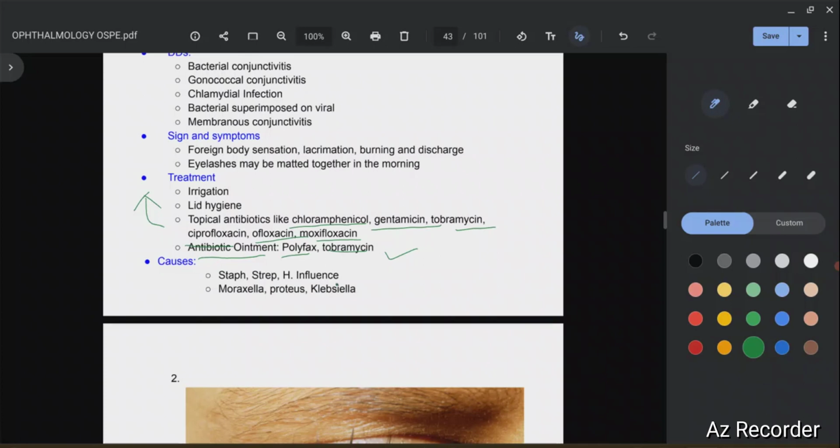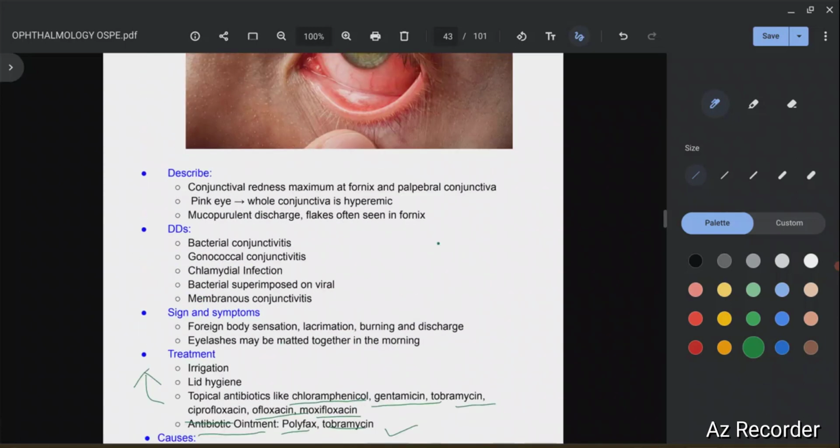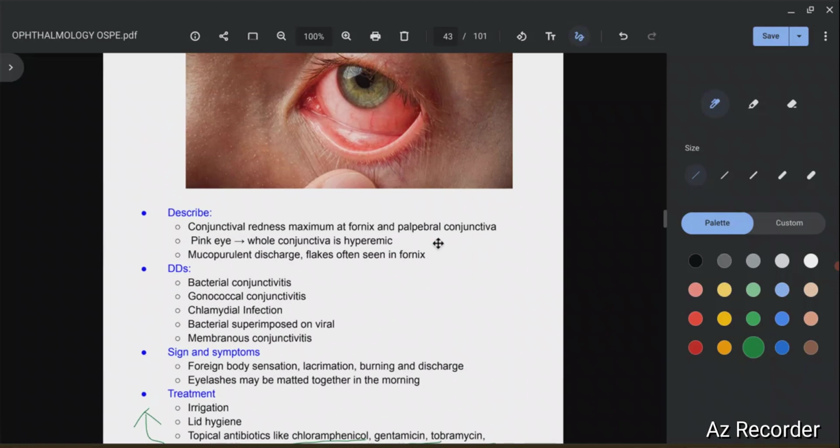The causes of bacterial conjunctivitis, very important: Staphylococcus aureus, Streptococcus pneumoniae, Haemophilus influenzae, Moraxella catarrhalis, Proteus, and Klebsiella. So this was your bacterial conjunctivitis, also known as pink eye.